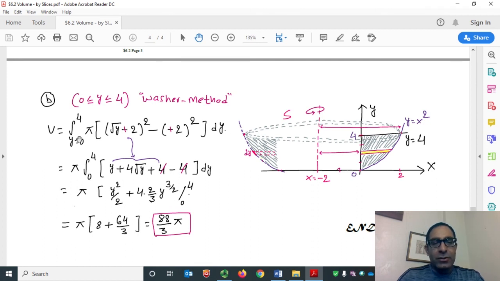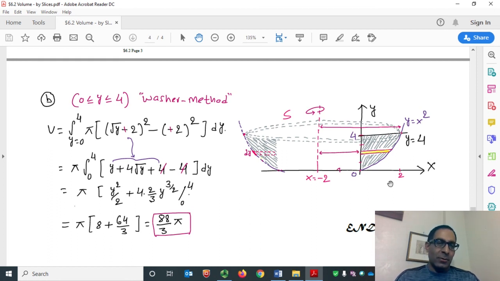So volume V equals the definite integral from y equals 0 to 4 of π times outer radius squared minus inner radius squared. Now my radius is the x value here. The distance from the axis of rotation all the way to the outer curve gives me the outer radius. And for the inner radius, the distance from the axis of rotation to the inner curve.